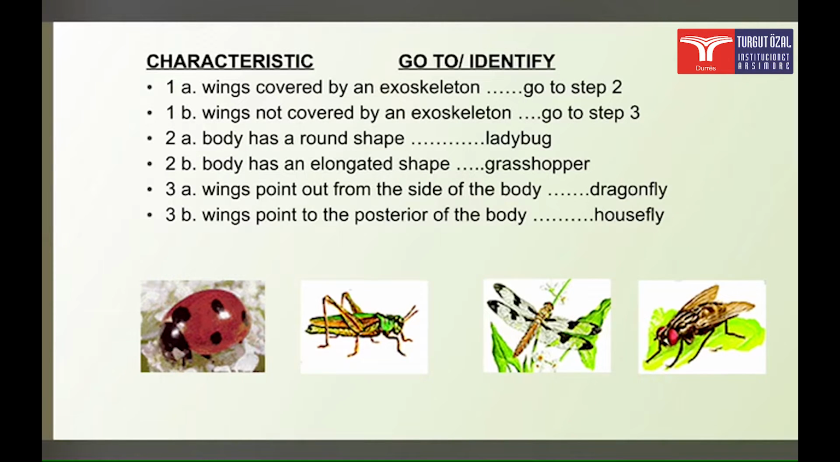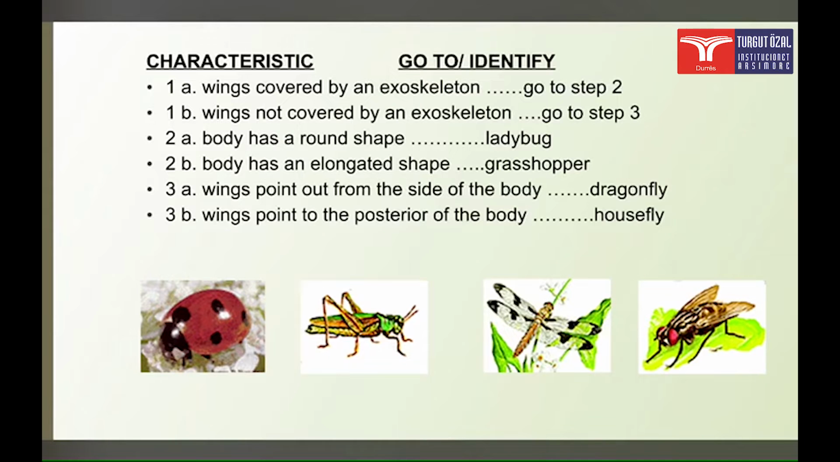You can see here 4 insects. Now, let's learn which is the name of the first insect. Firstly, we will read the characteristics. 1a. Wings covered by an exoskeleton. 1b. Wings not covered by an exoskeleton. You can see that this insect is covered by an exoskeleton. So we have to go to step 2. Let's go to step 2.